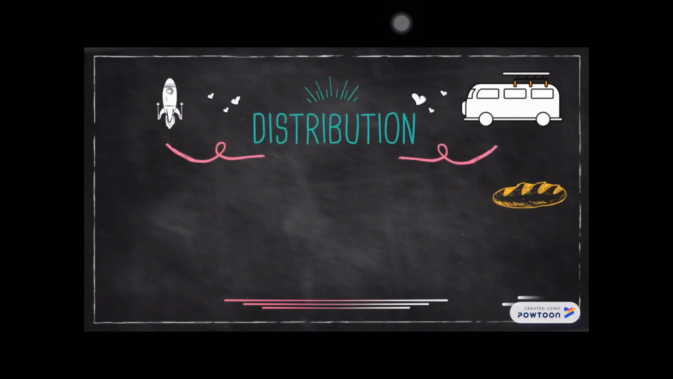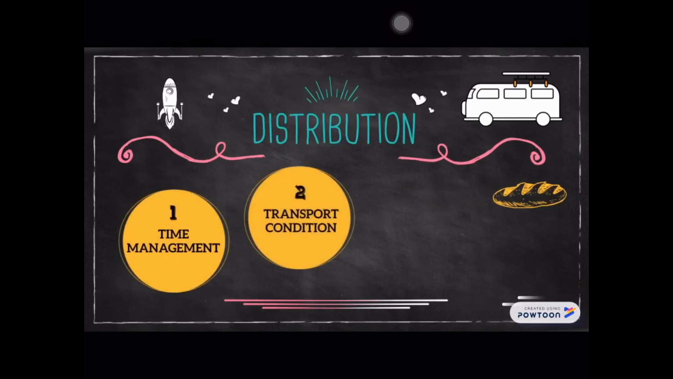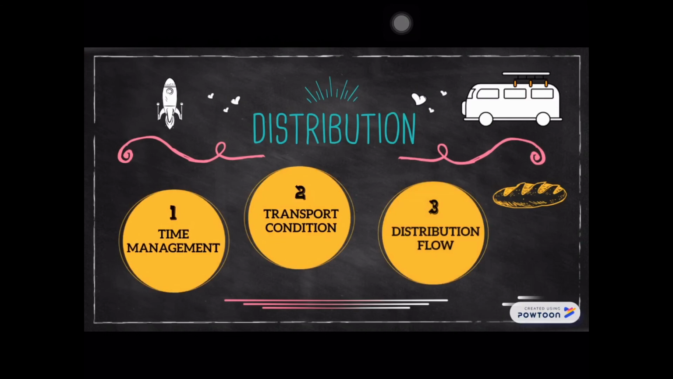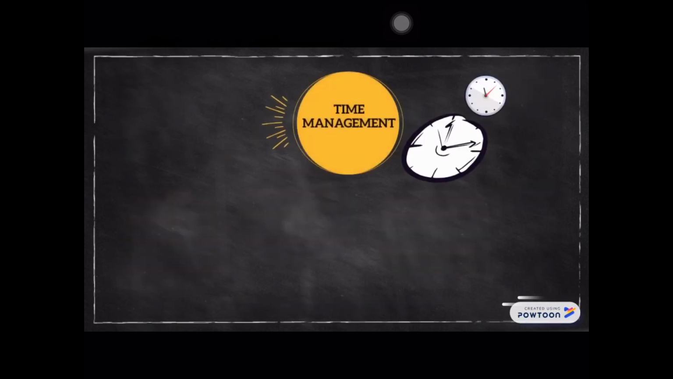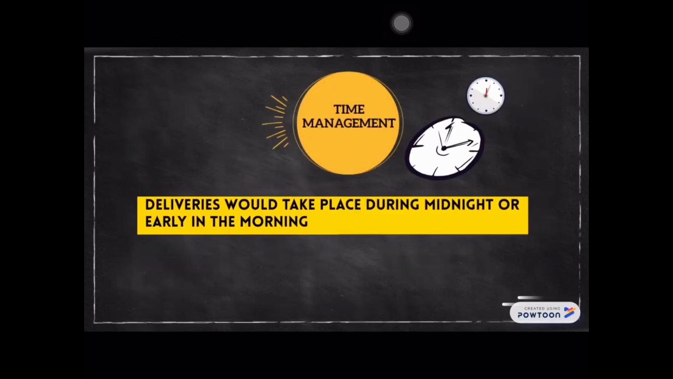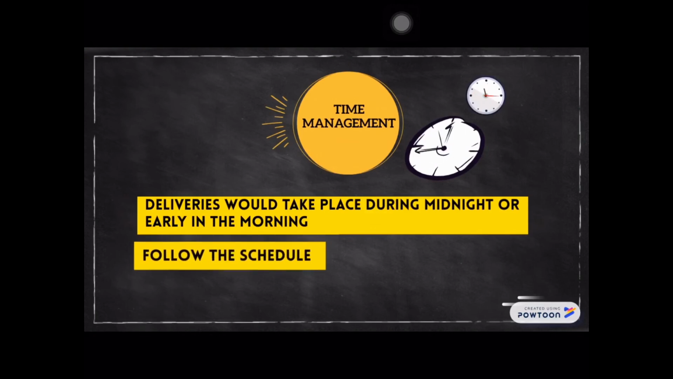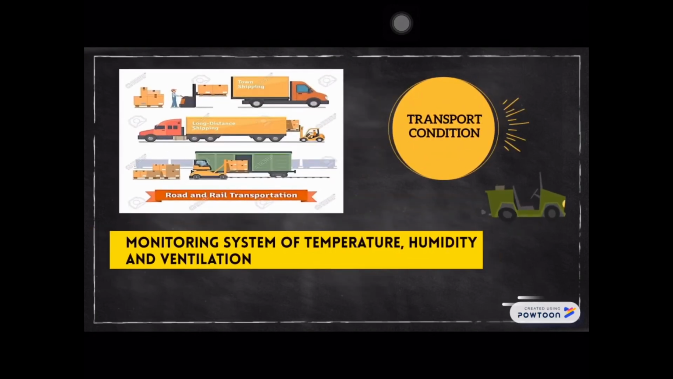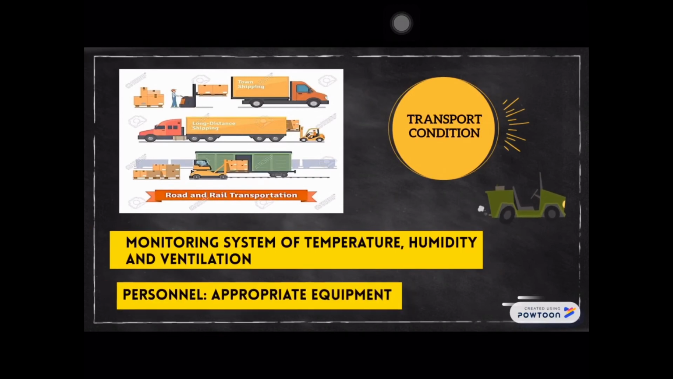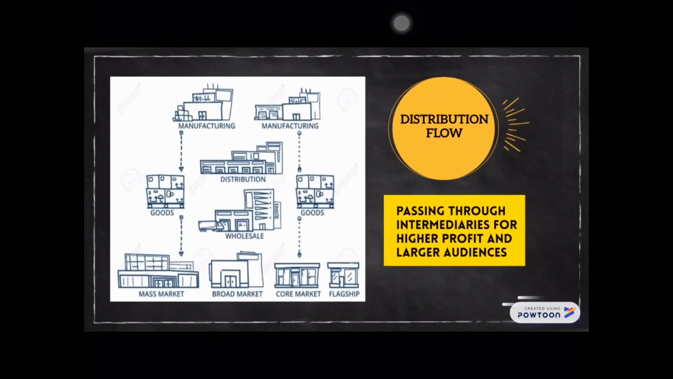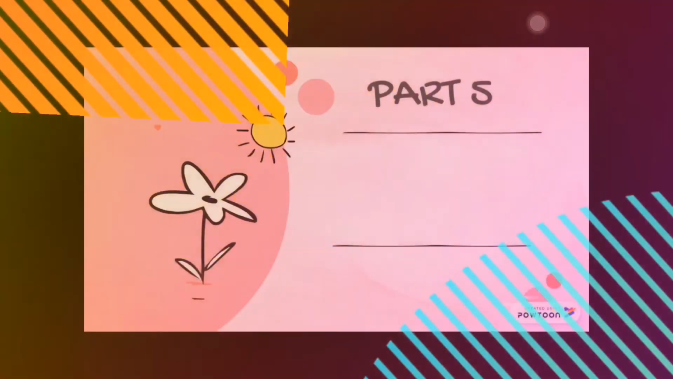Distribution can be divided into three, which are time management, transport condition, and distribution flow. To avoid traffic jam, deliveries are made during midnight or early morning and follow the schedule. Transportation is equipped with a monitoring system and personnel wear white equipment when handling the breads. The flow is passing through the intermediaries for higher profit and larger audiences.